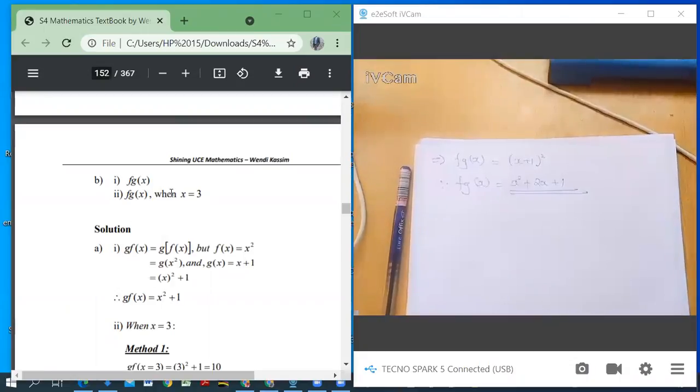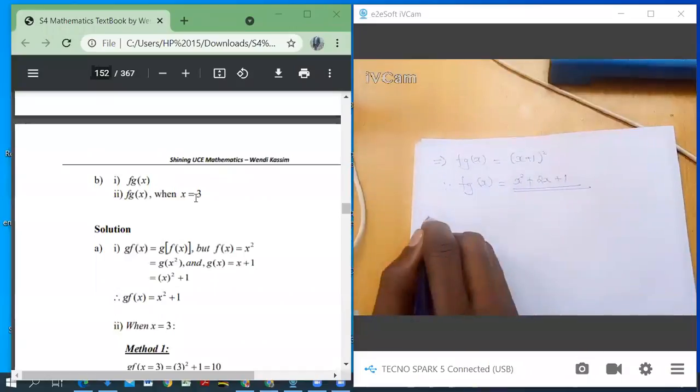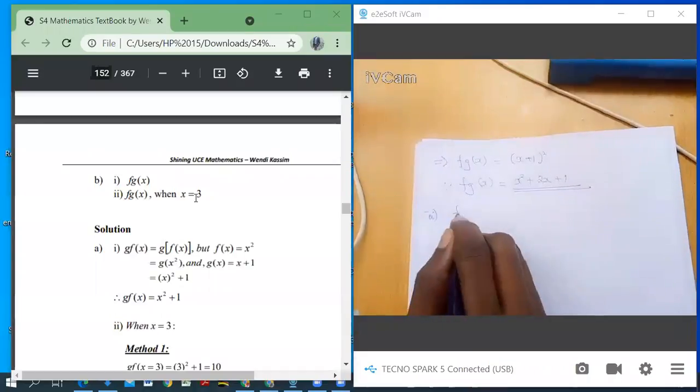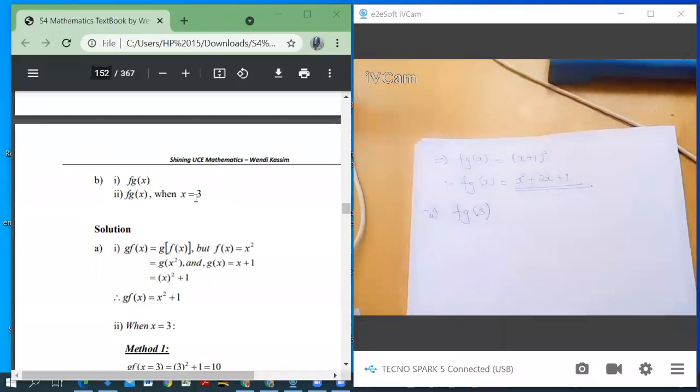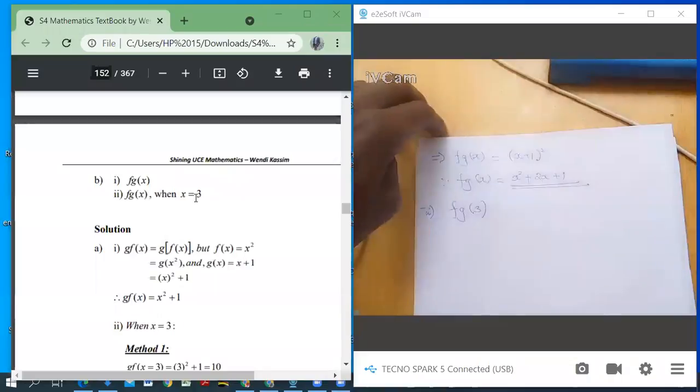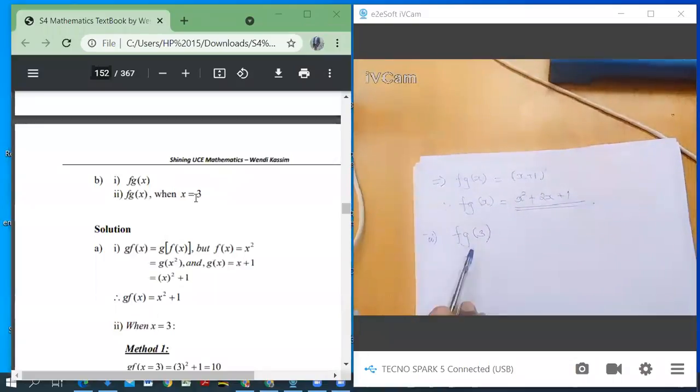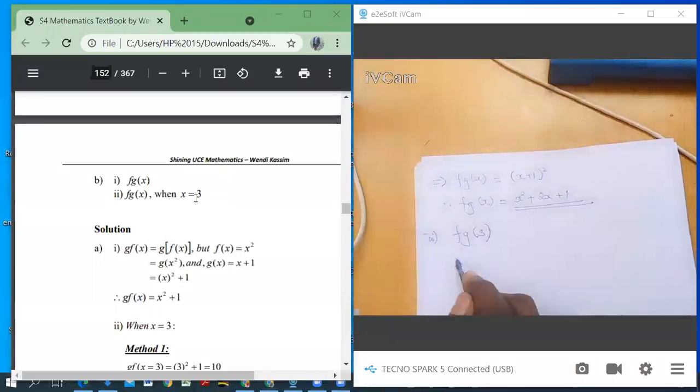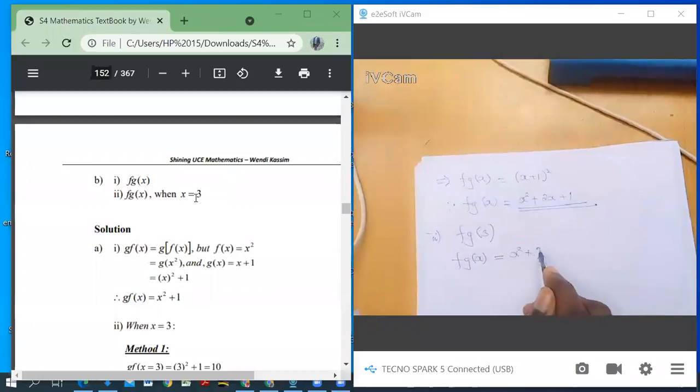Now, after that, they also want us to find FG of X when X is equal to 3. So Roman 2, they want us to find FG of 3. Are you seeing that? Yes. So we have to substitute 3 in the function. What is the function? FG of X, be smart in your work. FG of X equals X squared plus 2X plus 1. Okay. So we have to substitute now. X is 3.